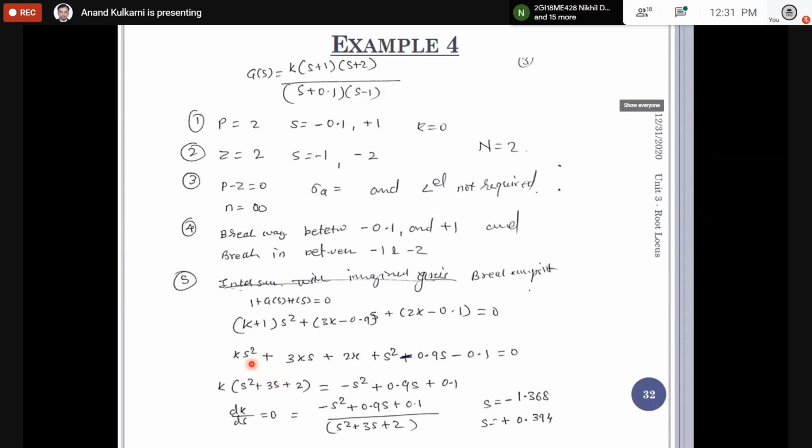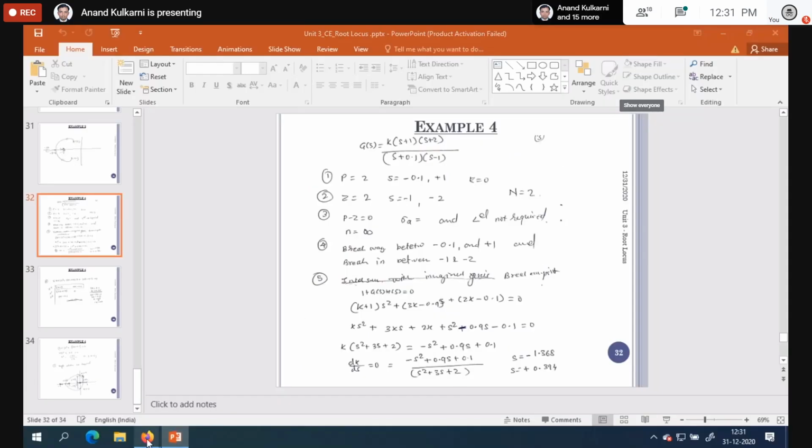So I will take a break today. This is the problem where I have not done it fully. You try to solve it. This is one of the problems for finding the breakaway point by solving the dK/ds equation. There also most of the students make mistakes. So here I have not solved it. You solve it by actually differentiating and finding it. So here I will take a break today, and are there any questions?